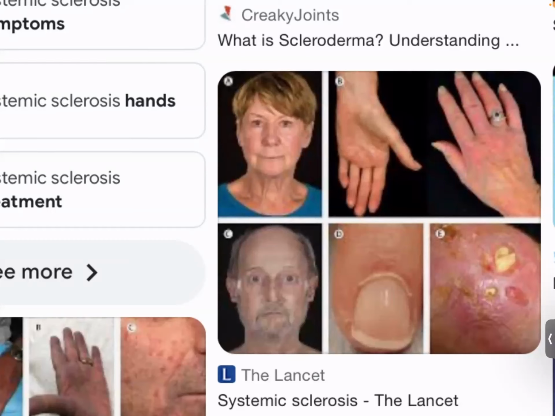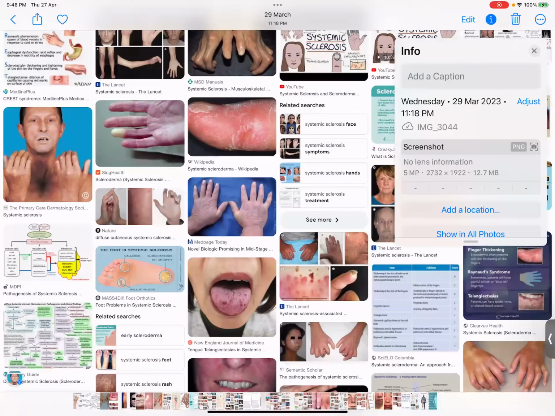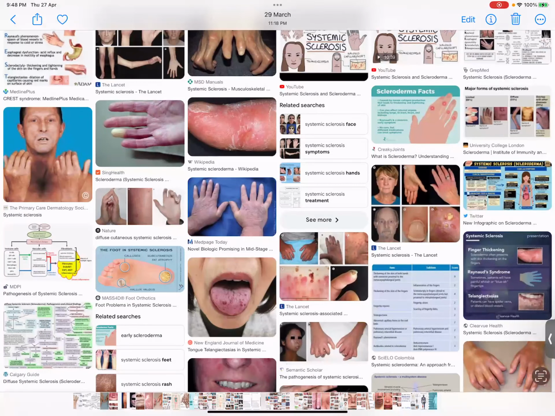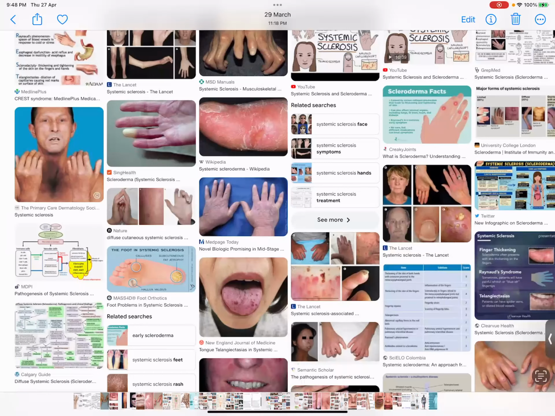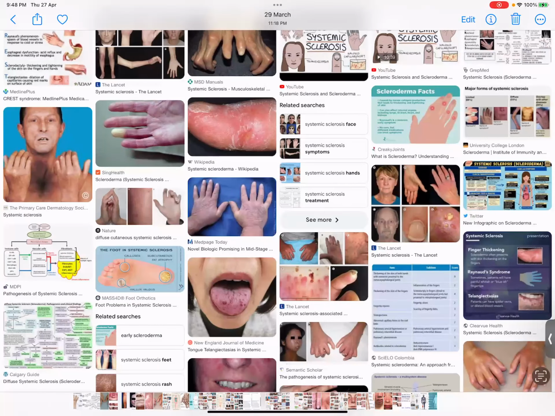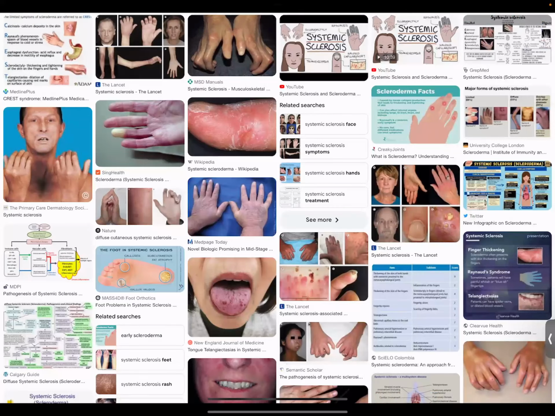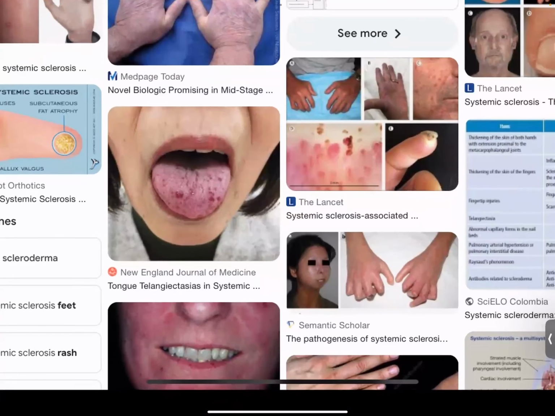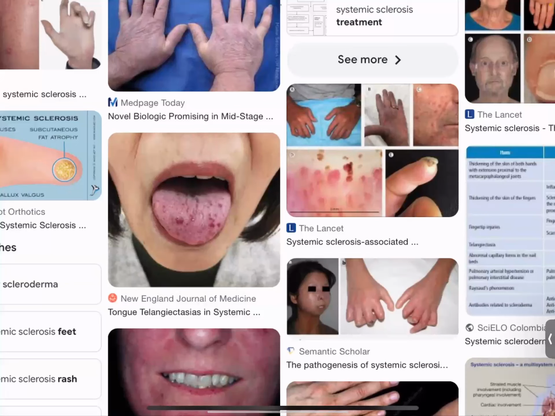You will find sclerodactyly. Sometimes you will find infarcts on the skin over calcinosis, because there will be accumulation of calcium deposits under the skin, and this is very clear in the X-ray. If you look at the X-ray, it is very clear about this characteristic calcinosis, deposition of calcium under the skin. Here, you even find tongue telangiectasia. Tongue telangiectasia in systemic sclerosis.